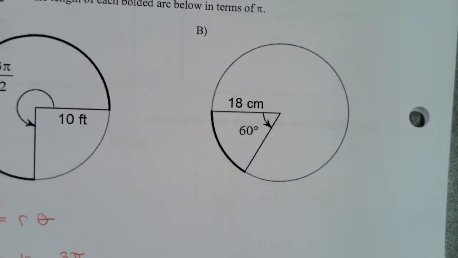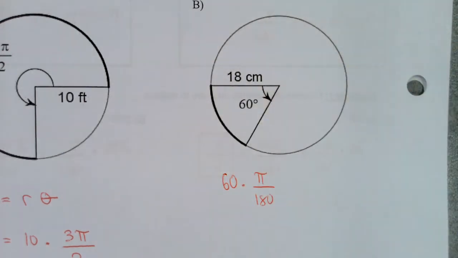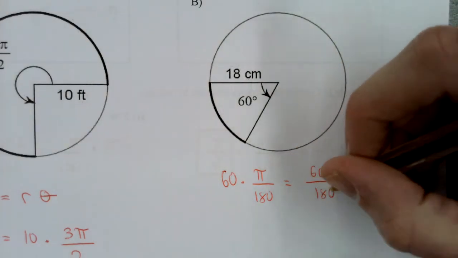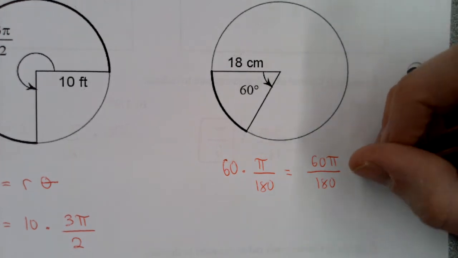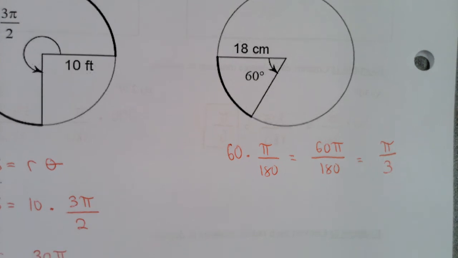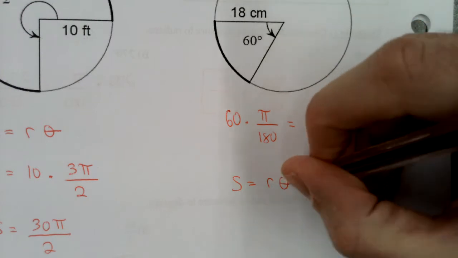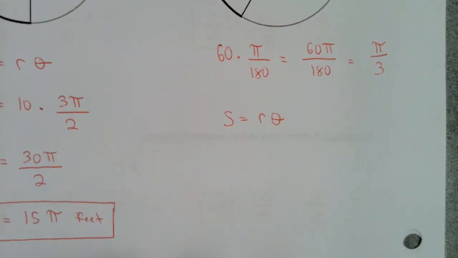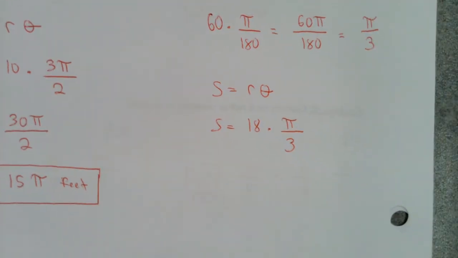Okay, so let's convert 60 degrees to radians. 60 times pi over 180 equals 60 pi over 180, which simplifies by dividing by 60, and it simplifies to 1 over 3. So I'm just going to say pi over 3. So that's what you're going to use in the arc length formula. Okay, so let's move on to the arc length formula. Arc length S equals the radius R times the central angle theta. So S equals 18 times pi over 3. That'll give you 18 pi over 3, which is 6 pi.